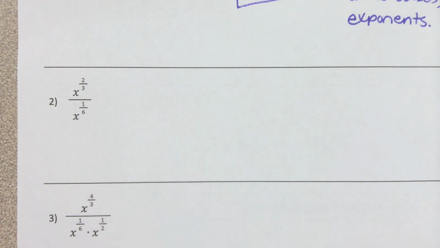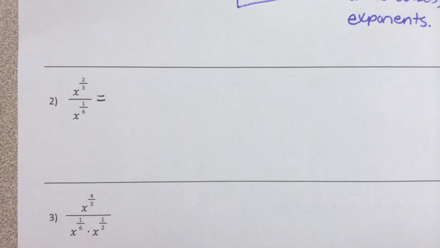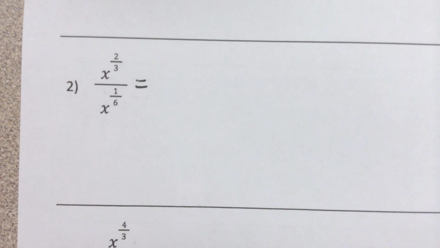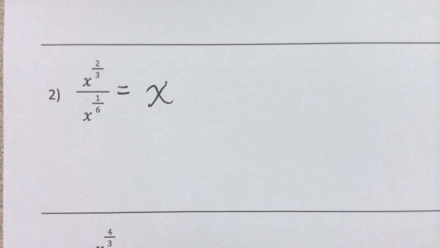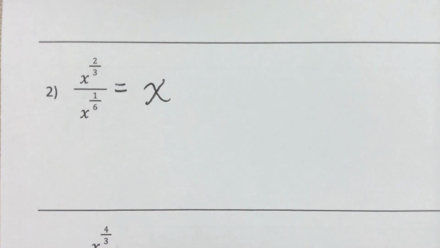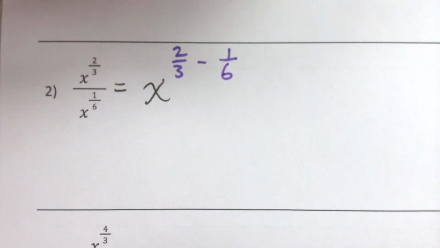Number 2, here's our next rule. Again, we've actually already used this one. x to the 2/3 over x to the 1/6. What do I do with the exponents? Before that, what operation am I going to do here? Subtract. Yes. 2/3 minus 1/6.